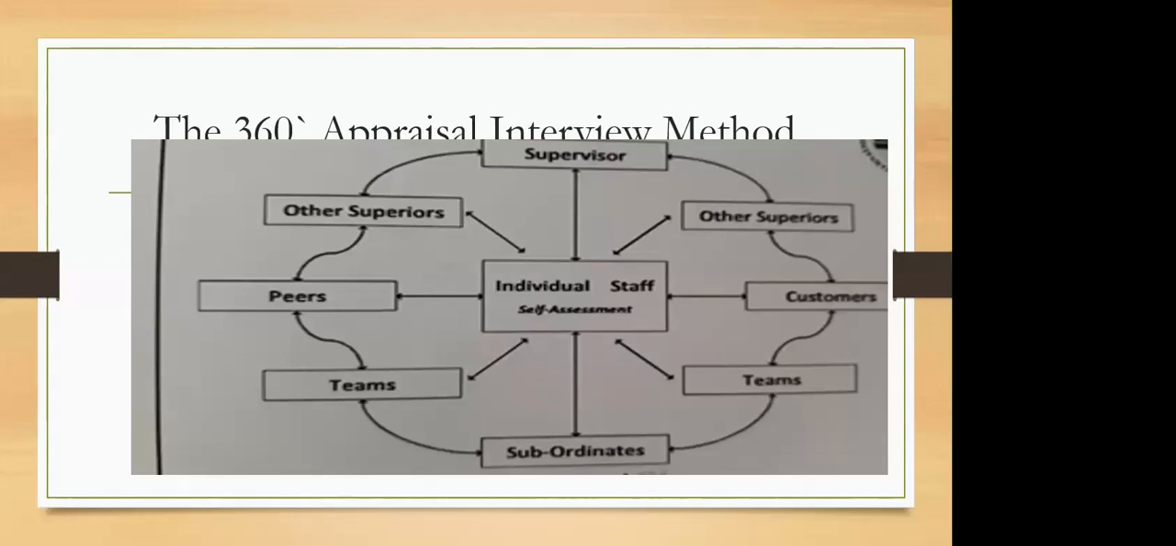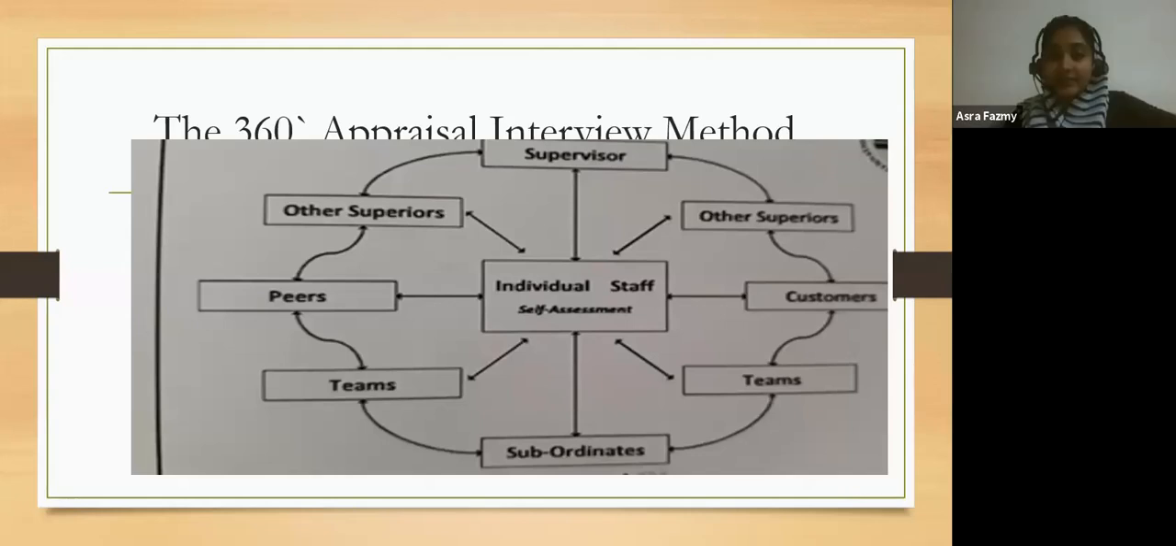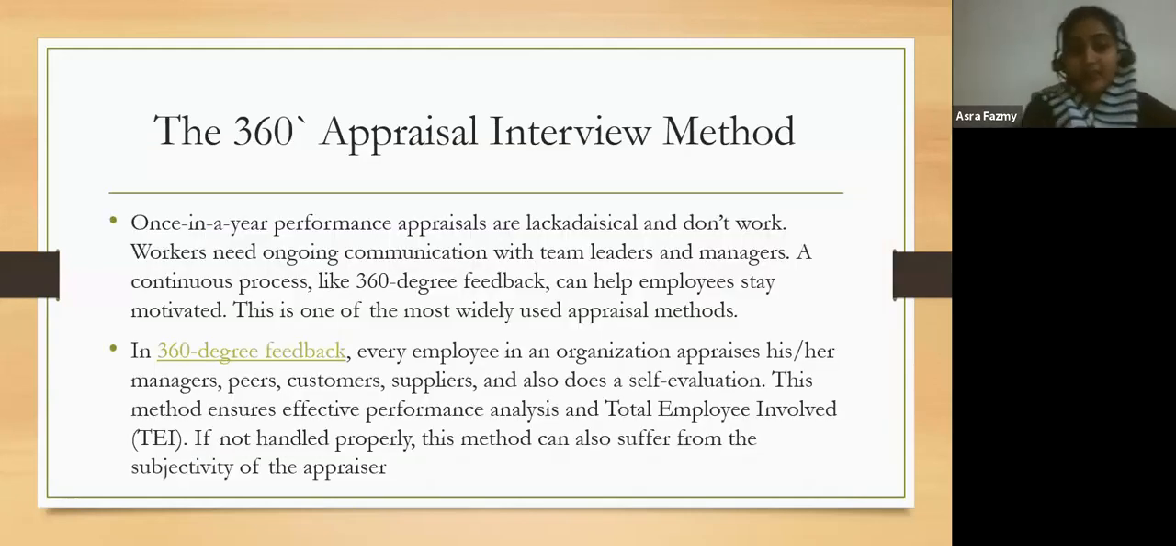That is called the 360-degree appraisal interview method. Basically you will have managers and peers. Peers are people who work alongside you, just like your friends. Then you have customers: if you're directly handling customers, you will have customer feedback. Suppliers: we'll say you're working with suppliers. Suppliers are people who supply raw materials or goods for the company.